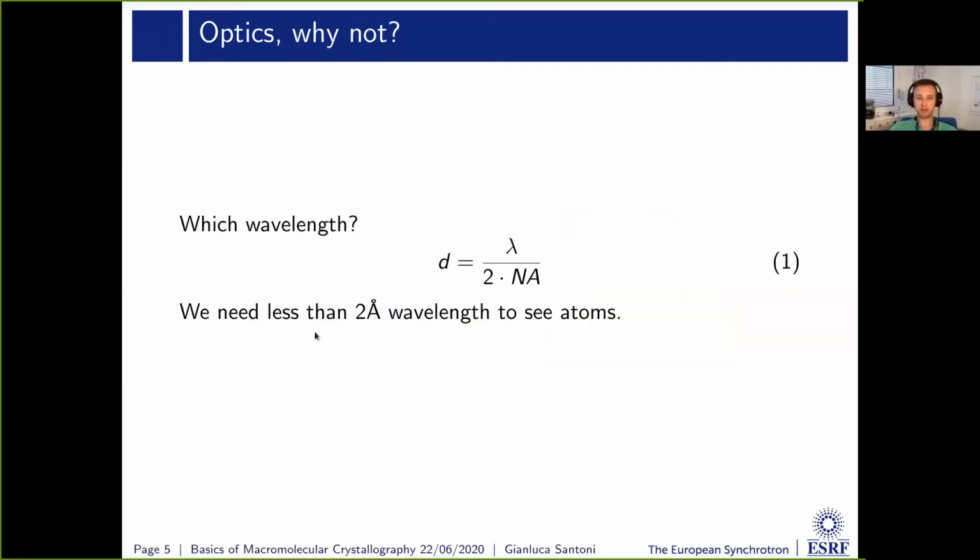Now, why don't we use optical methods? First, we need to choose which wavelength to use. Classical optics tells us that the maximum resolution D that we can distinguish is determined by lambda, the wavelength, divided by 2 multiplied by the numerical aperture of the object. The numerical aperture is in general a number which is bigger than 1.3, probably, for an ideal optical system. So we need about 2 angstrom resolution to see the actual atoms.